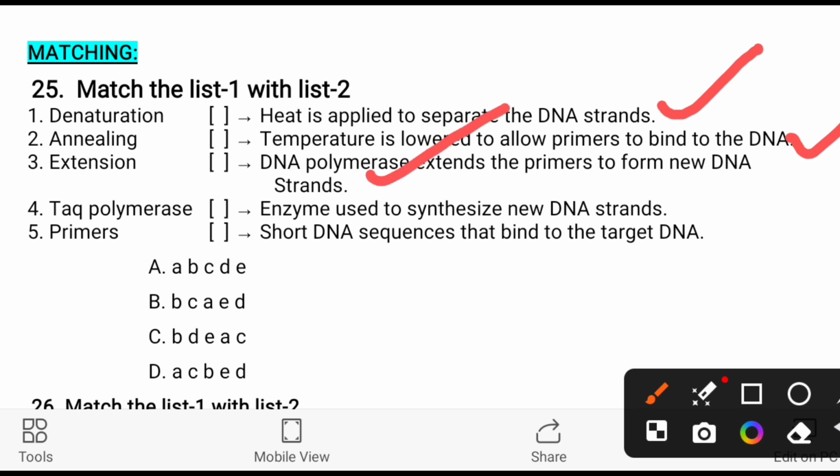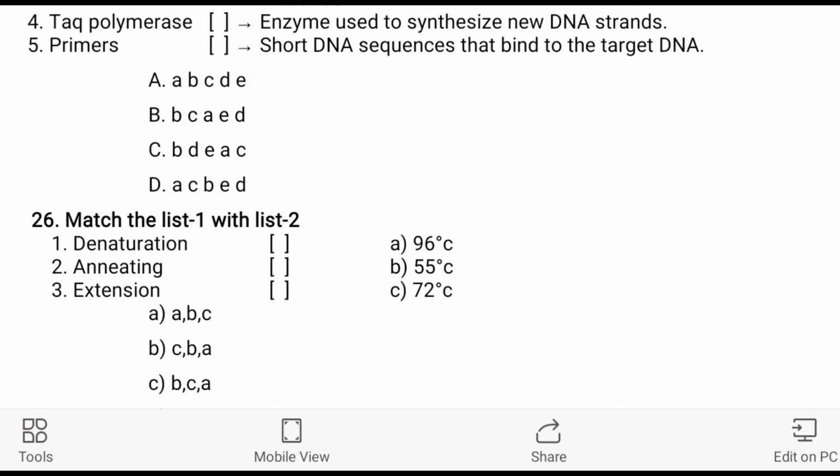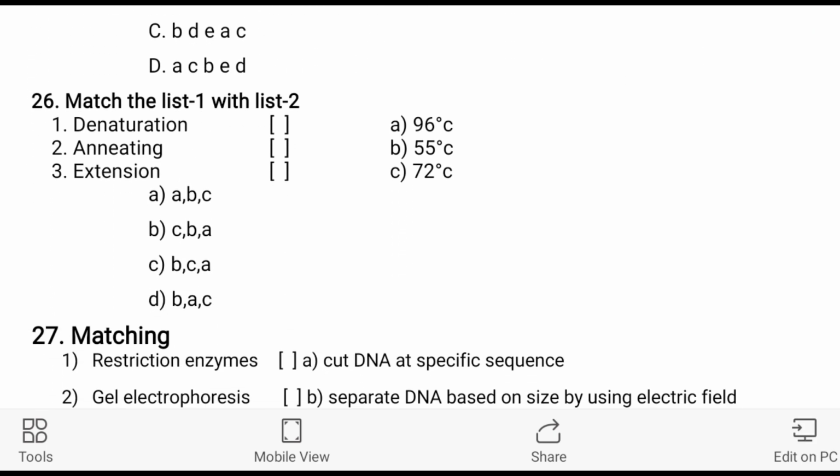Taq polymerase, which is an enzyme used to synthesize new DNA strands, is the correct answer. Primers are the short DNA sequences that bind to the target DNA, is the correct answer. So for this the correct answer is A, B, C, D, E. Okay. So let's see the next question.